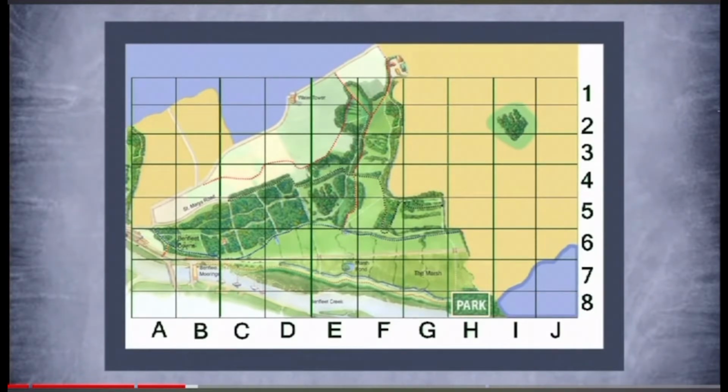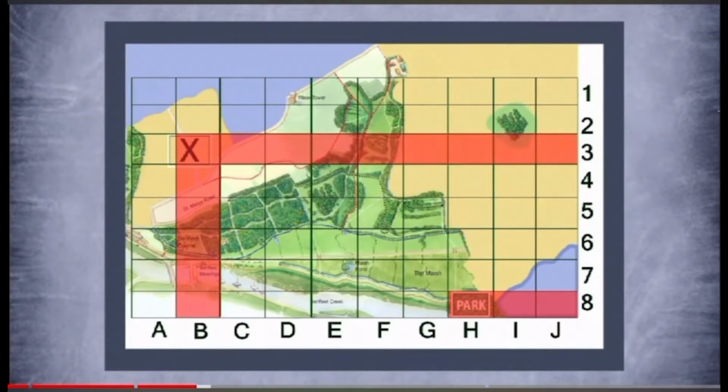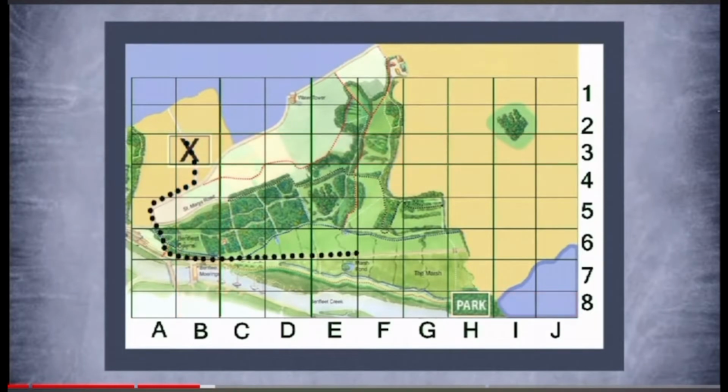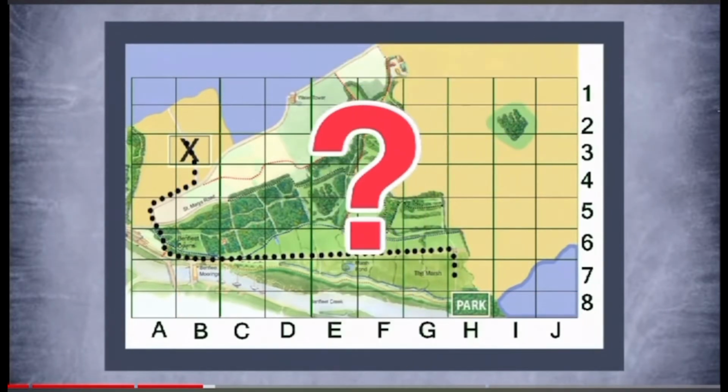So we know that on our map the park is in square H8. And let's say we're in square B3. We can see how far it is between where we are and the place we want to get to. By looking at the map, we can see that if we follow this road, it will take us to the park. So how do we know which way to go?